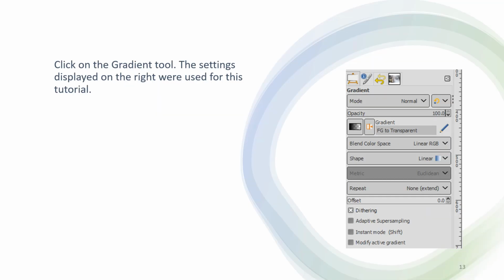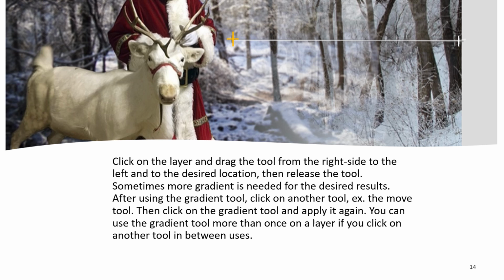Click on the Gradient tool. The settings displayed on the right were used for this tutorial. Click on the layer and drag the tool from the right side to the left and to the desired location, then release the tool. Sometimes more gradient is needed for the desired results.